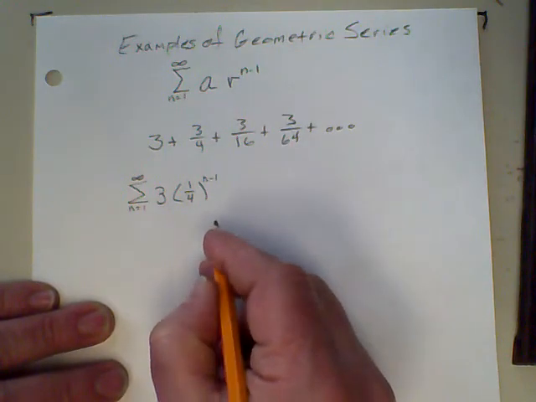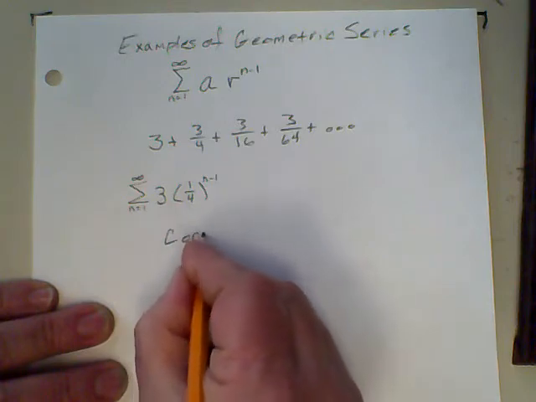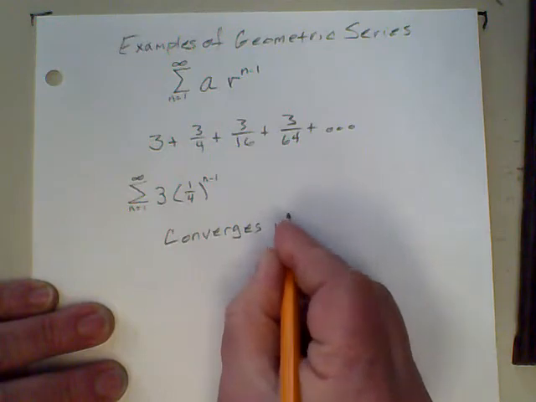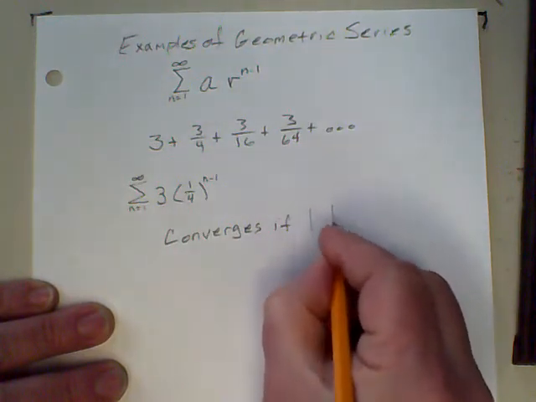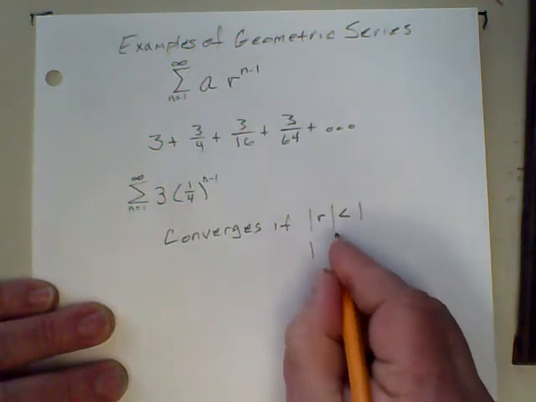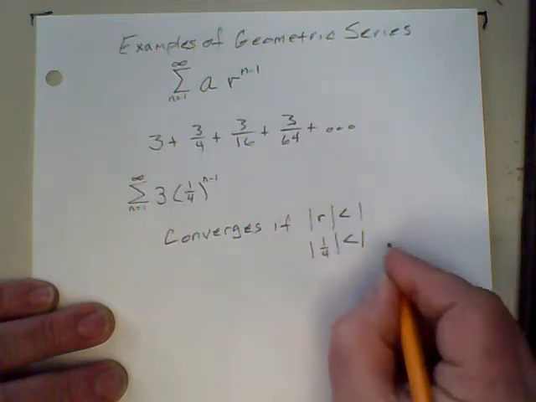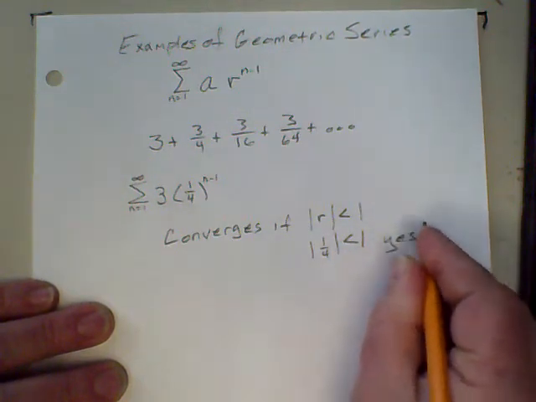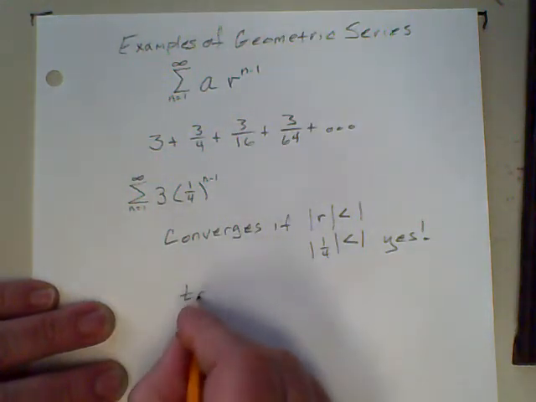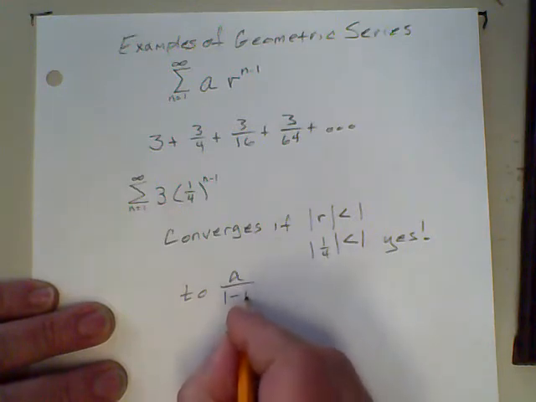So the convergence test, again, this is going to converge. A geometric series converges if the absolute value of r is less than 1. So let's check. The absolute value of 1/4, is that less than 1? Yes, it is. So we know this converges. And then it converges to a over 1 minus r.